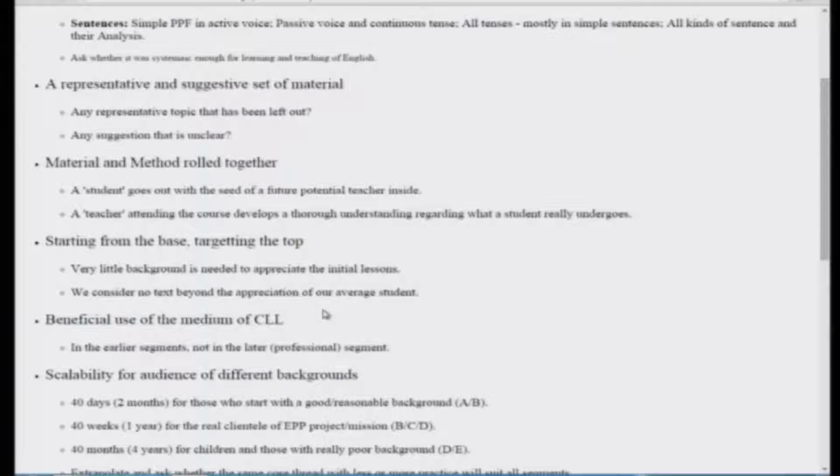Another aspect of the personality of the EPP course is that in this, the material and method are rolled together. Okay? So, the idea is that somebody who joins the course as a student goes out with the seed of a future potential teacher inside. Okay?